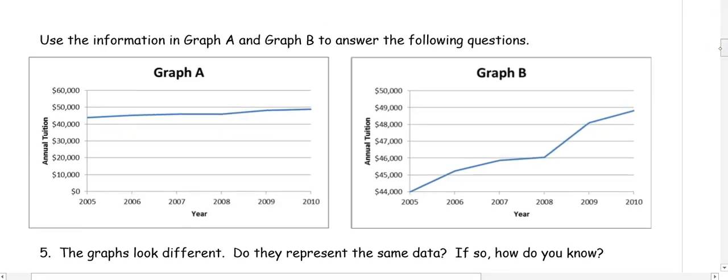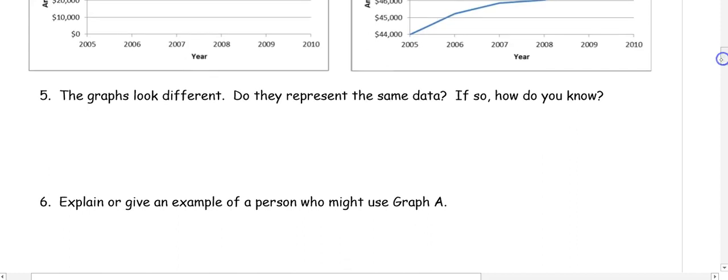So let's look at another example here. Use the information from graph A and graph B to answer the following questions. We have graph A and graph B. We see years on the x-axis for both, and we see annual tuition on the y-axis for both. So the graphs look different. Do they represent the same data? If so, how do we know?